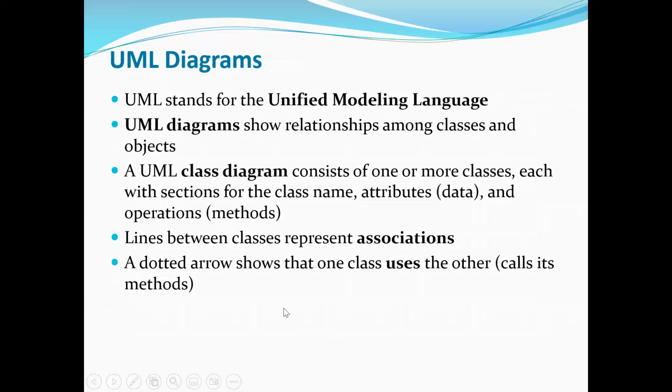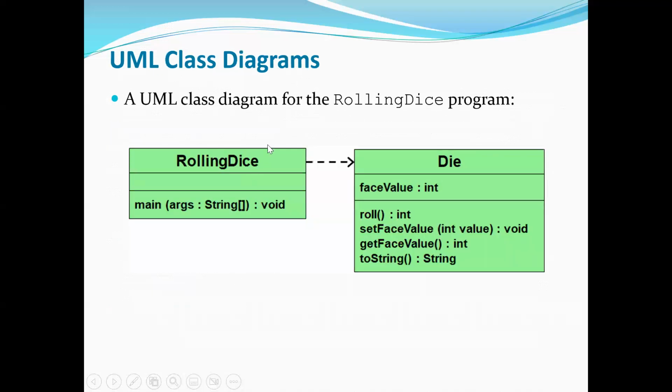Now, UML stands for Unified Modeling Language. This is a very special modeling language that can be used to design classes. UML comes with around 14 different diagrams, such as the activity diagram, sequence diagram, use case diagram, and class diagram. We can use the class diagram to design our classes. A UML class diagram consists of one or more classes, each with sections for the class name, the attributes, and the operations or methods. So that's an example of a class diagram.